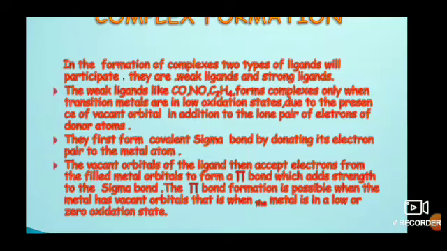The vacant orbitals of the ligands then accept electrons from the filled metal orbitals to form a pi bond, which adds strength to the sigma bond. The pi bond formation is possible when the metal has vacant orbitals, that is, when the metal is in low or zero oxidation state. So this is the reason why the weak ligands form complexes with transition metals when they are in low oxidation state.